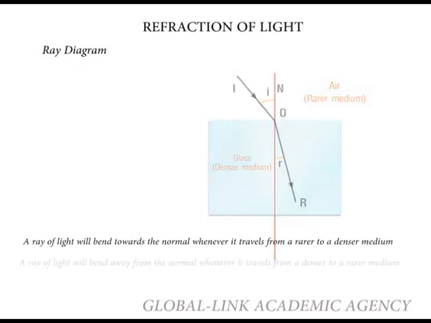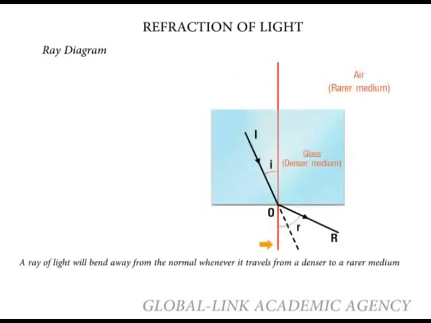Next, a ray of light will bend away from the normal whenever it is traveling from a denser medium to a rarer medium. IO is the incident ray and OR is the refracted ray. I is the angle of incidence and R the angle of refraction. In this case, however, I is less than R.